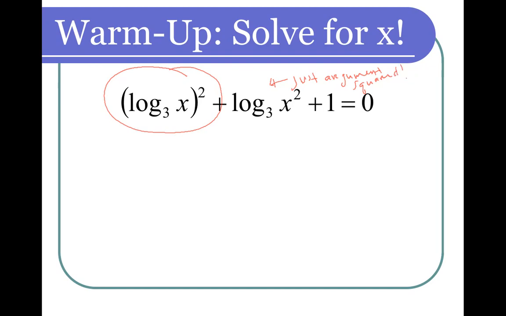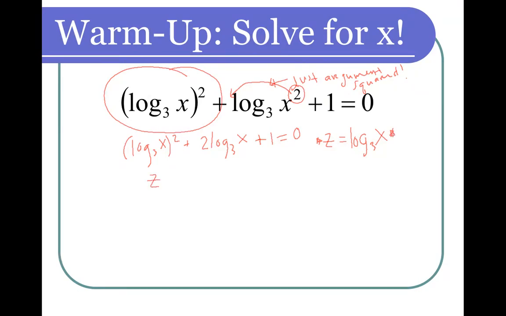So for this one right here, I can bring that down, and I've got log base 3 of x, the whole thing squared, plus 2 log base 3 of x plus 1 equals 0. I would hope this looks a little bit familiar. It looks like a quadratic equation. I'm going to do what I'll refer to as z substitution. So I'm going to go over here on the side and say z is going to equal log base 3 of x, and I'm going to come back to that idea at the end.